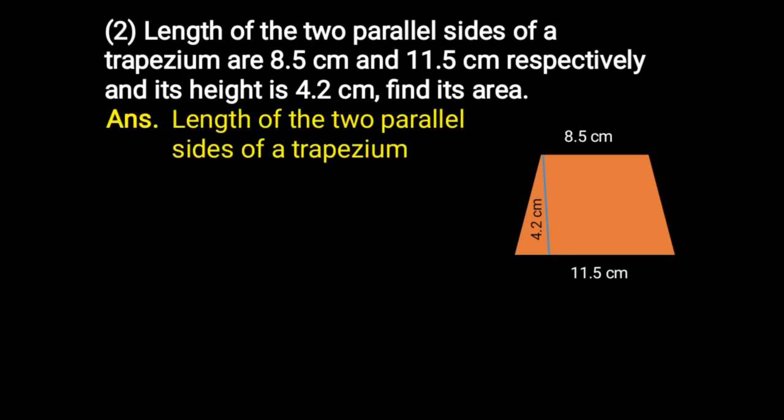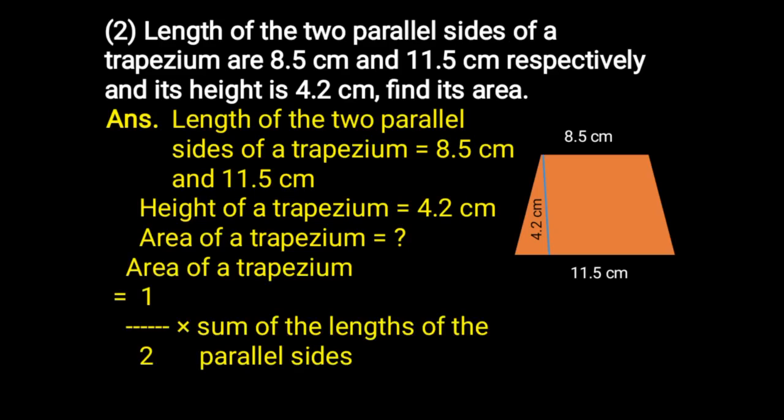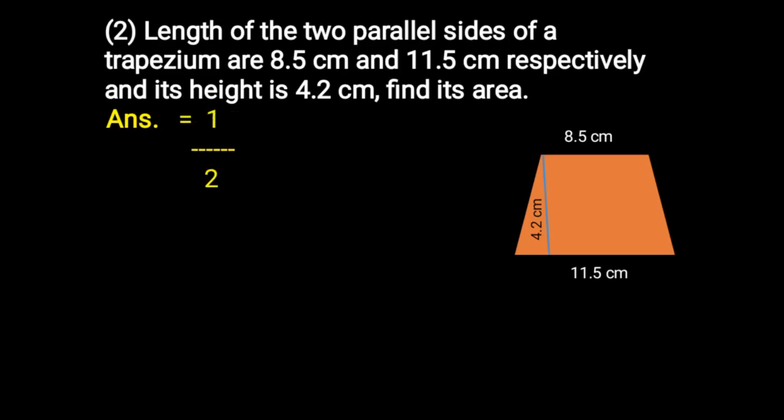Length of the two parallel sides of a trapezium is equal to 8.5 cm and 11.5 cm. Height of the trapezium is equal to 4.2 cm. You have to find area of the trapezium. Use the formula of area of a trapezium. The formula is half into sum of the lengths of the parallel sides into height. That is equal to half into (8.5 plus 11.5) into 4.2.